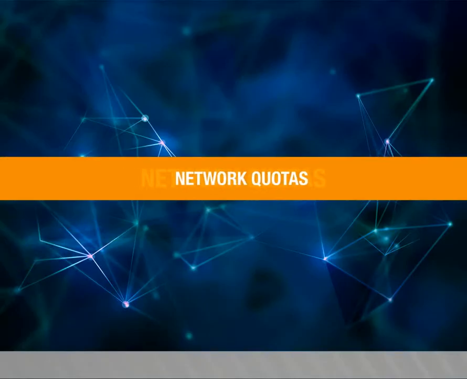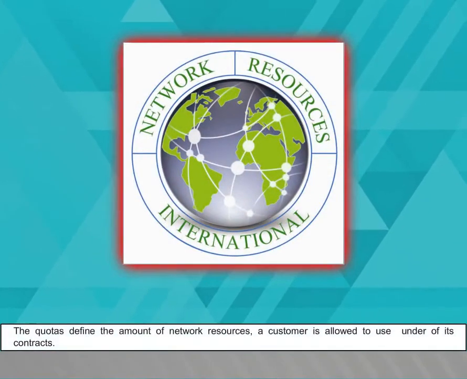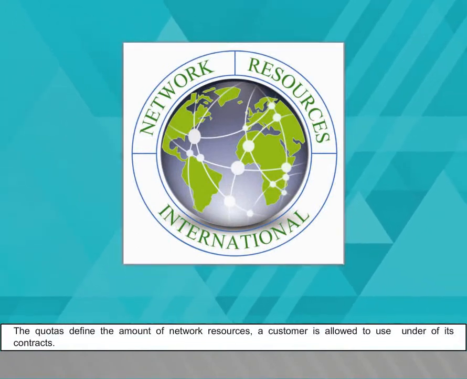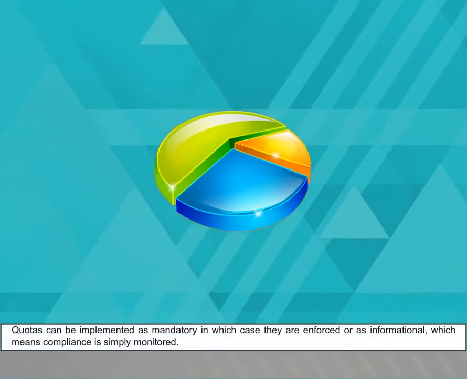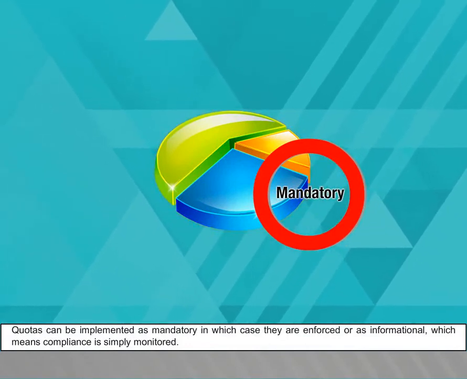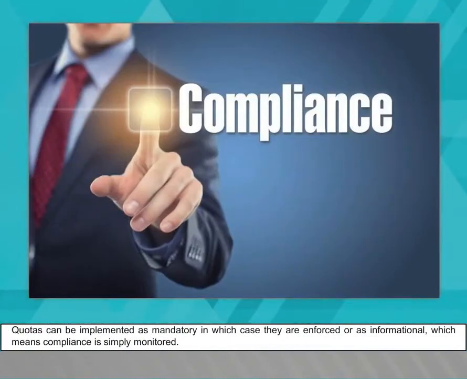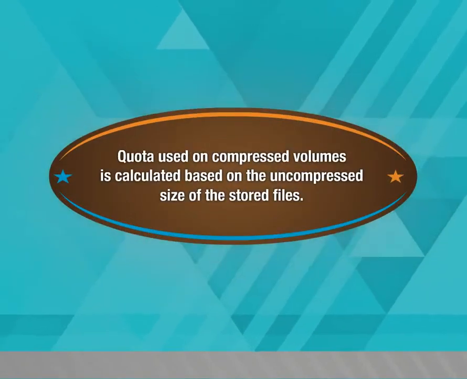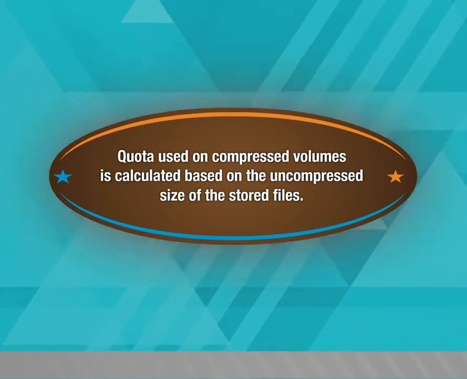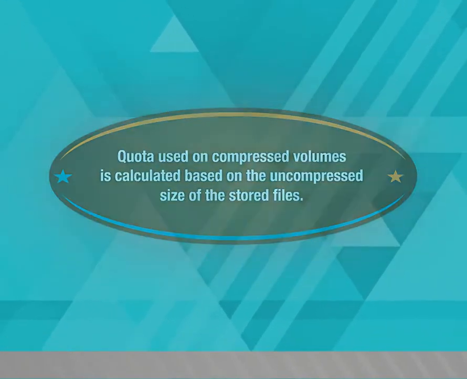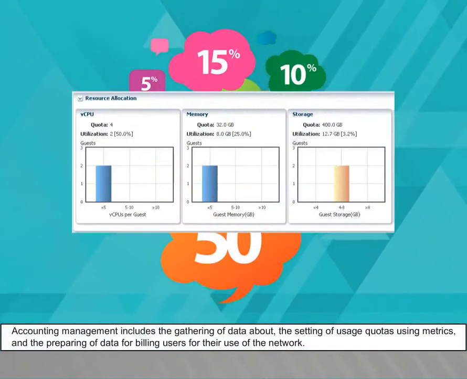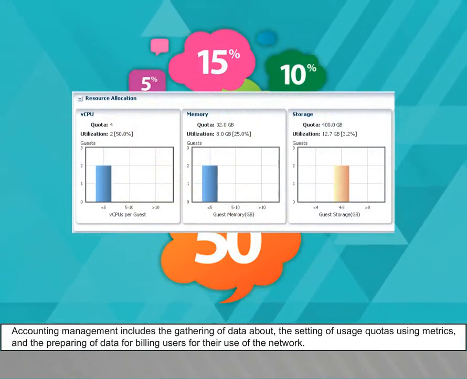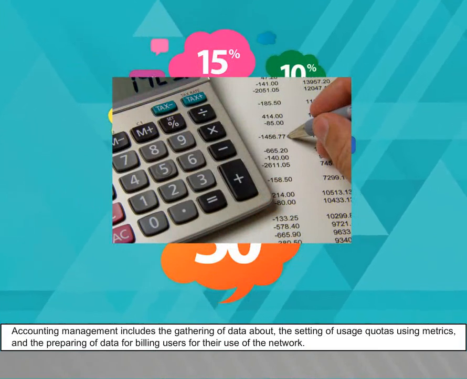Network quotas. In this video, we are going to see about network quotas. The quotas define the amount of network resources a customer is allowed to use under its contract. Quotas can be implemented as mandatory, in which case they are enforced, or as informational, which means compliance is simply monitored. Quota used on compressed volumes is calculated based on the uncompressed size of the stored files. Accounting management includes gathering of data about utilization of network resources, the setting of usage quotas using metrics, and the preparing of data for billing users for the use of the network.